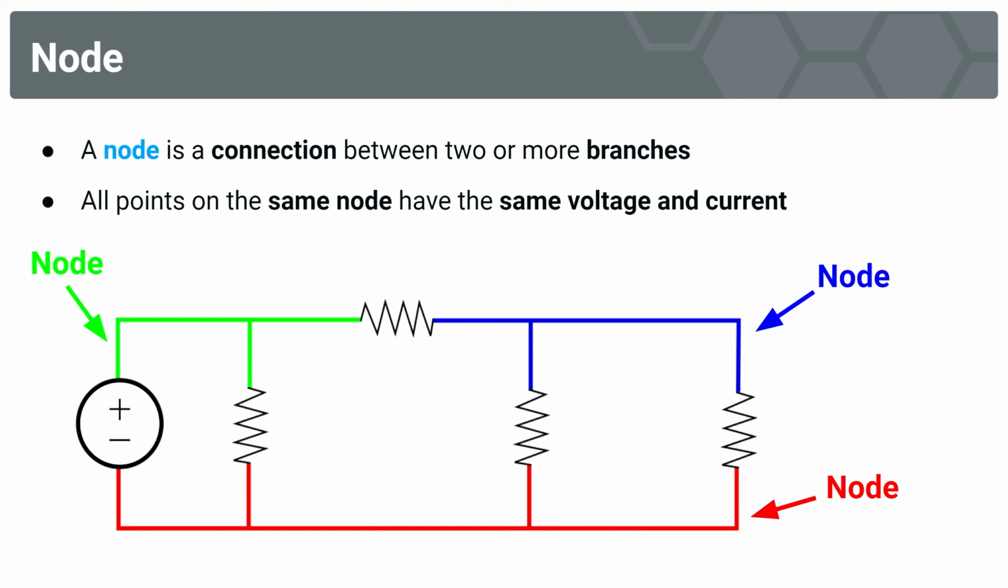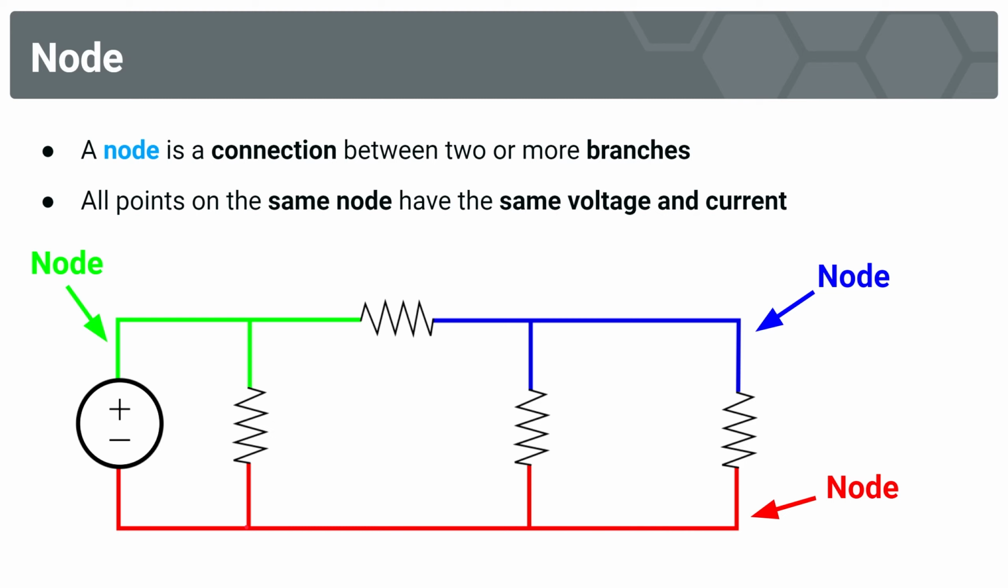Here we have three distinct nodes. We have one on the left. It's a connection between the voltage source, the resistor here, and the resistor here. That's the green node. We have another node, a distinct node. It's a connection between these three resistors. And we have one last node, this red node, that's a connection between the three resistors and the voltage source.